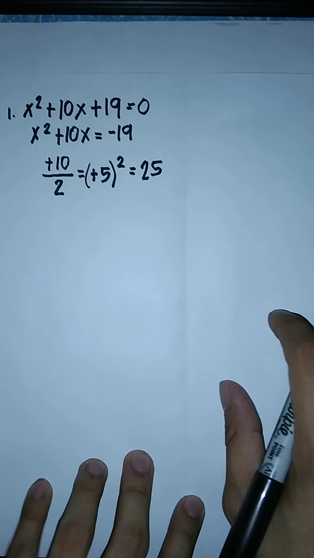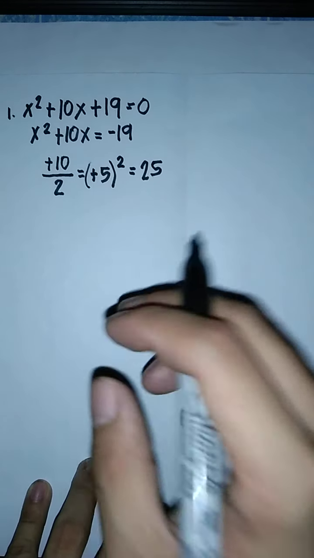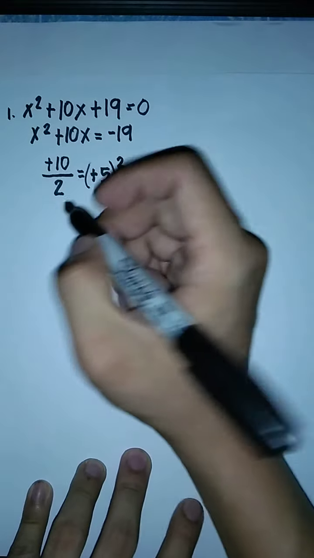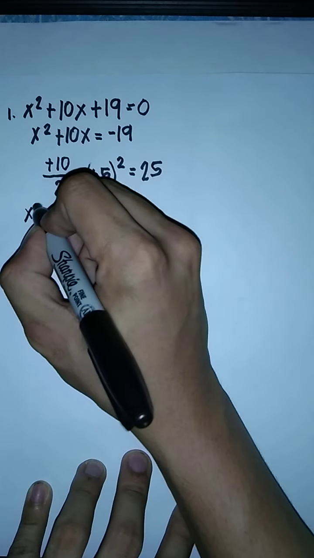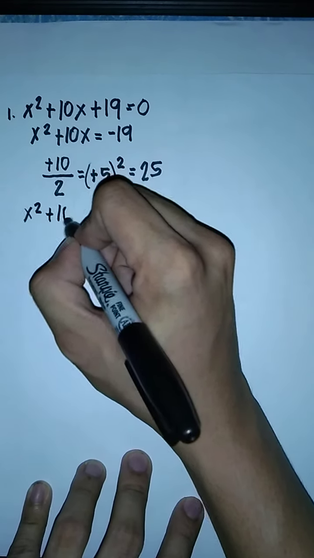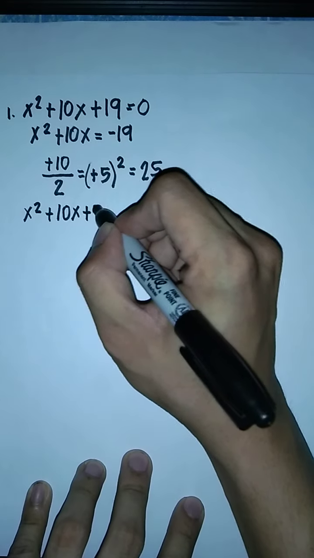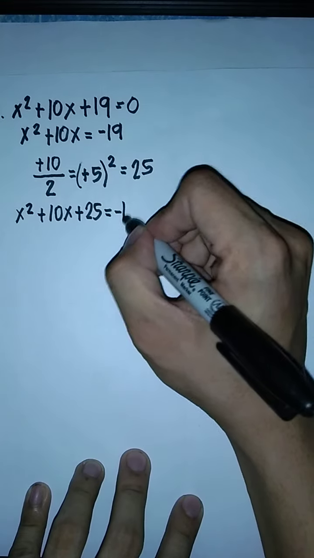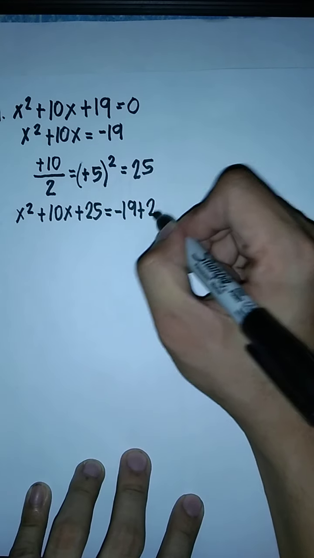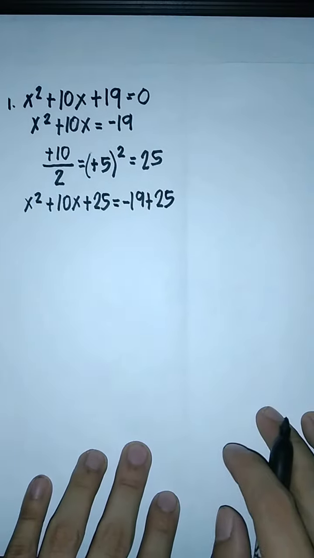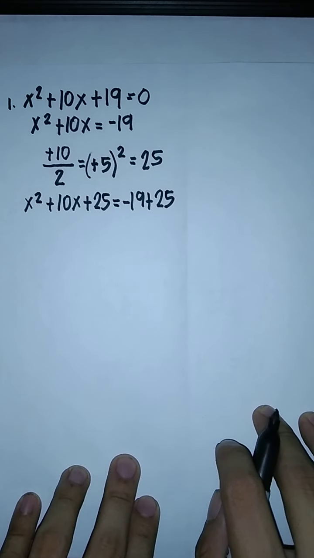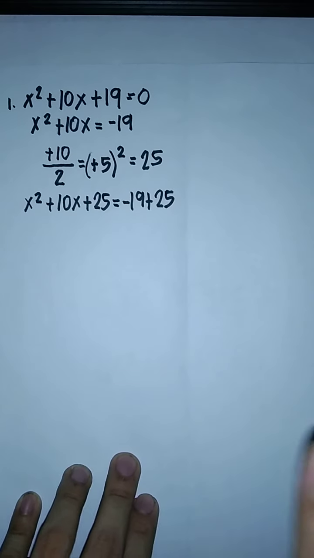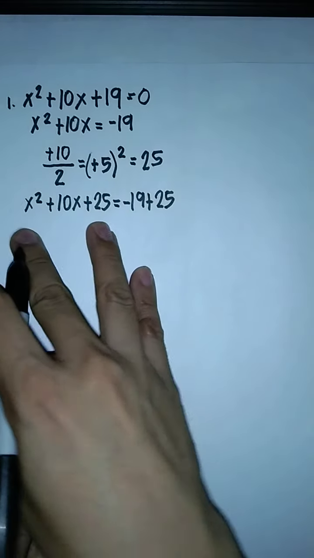Next thing to do is to insert yung nakuha nating squared doon sa ating existing equation. So, we will have x squared plus 10x plus 25 is equal to negative 19 plus 25. Okay. Next thing to do is to simplify yung ating equation.